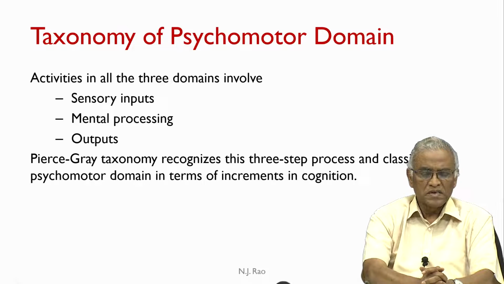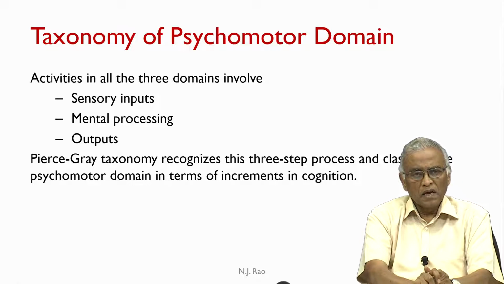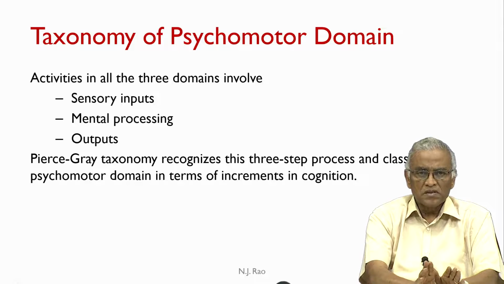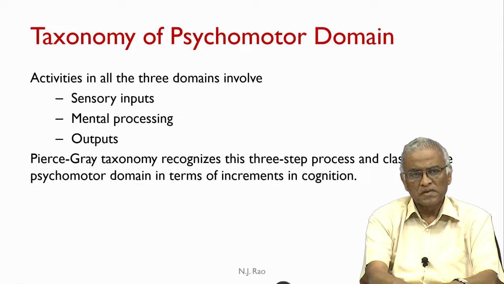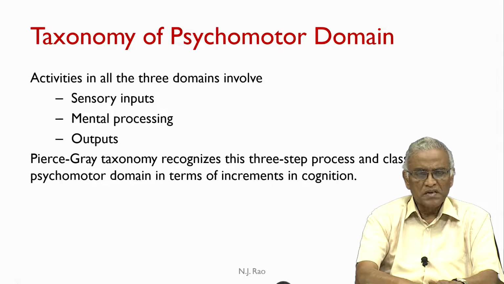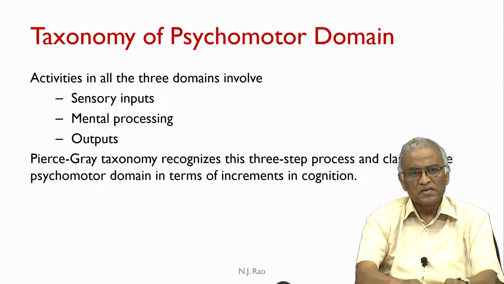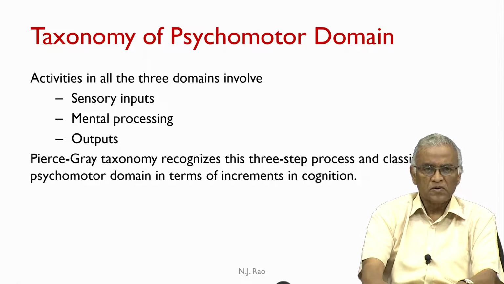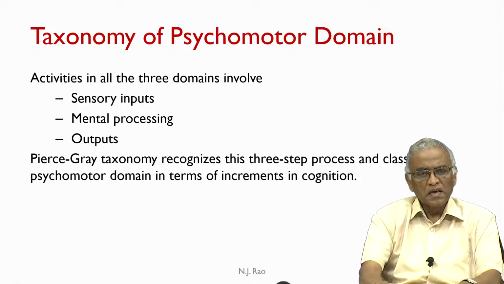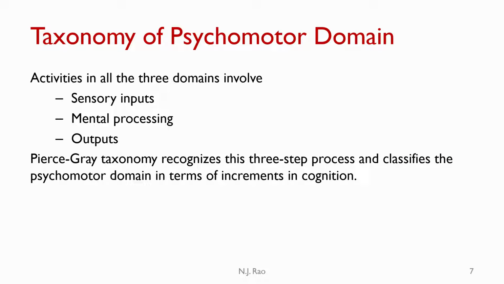And once again we come back to Pierce-Gray taxonomy. As mentioned in the previous unit, activities in all three domains involve sensory inputs, mental processing and outputs. And these three distinct activities provide the basis for creating the taxonomy of psychomotor domain. And here Pierce-Gray recognize that as you consider the role of cognitive processes, the level of psychomotor domain also increases. That means higher psychomotor domain level corresponds to higher cognitive level as well. That is what it means. It is arranged in increments of the cognitive dimension.